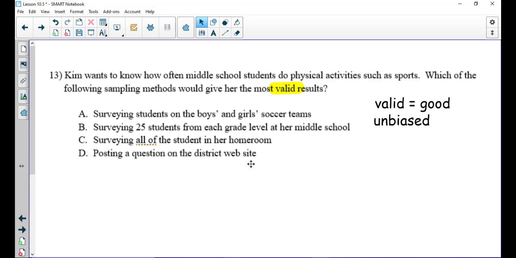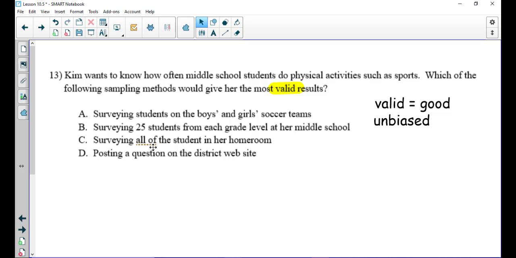So which of these do you think is going to be the best method? All right, let's go through these. So choice A, I sometimes have students choose this because they're like, hey, they're on the boys and girls soccer teams. But we want to know how often students do any physical activities. It doesn't just have to be soccer. And we're looking at all middle school students. We know those on the boys and girls soccer teams already participate in a sport. So not really the best way to get that information.